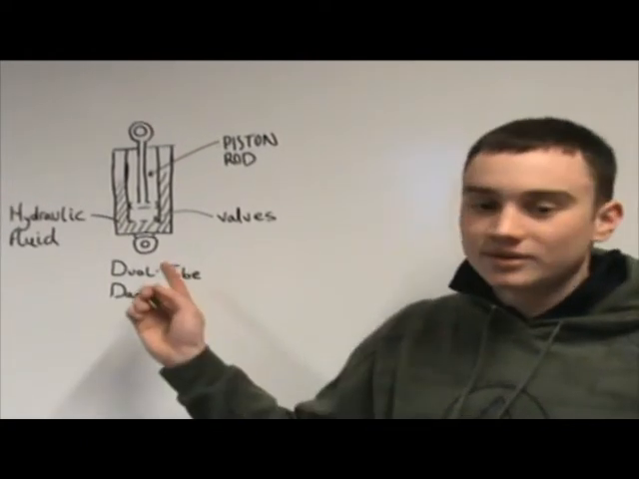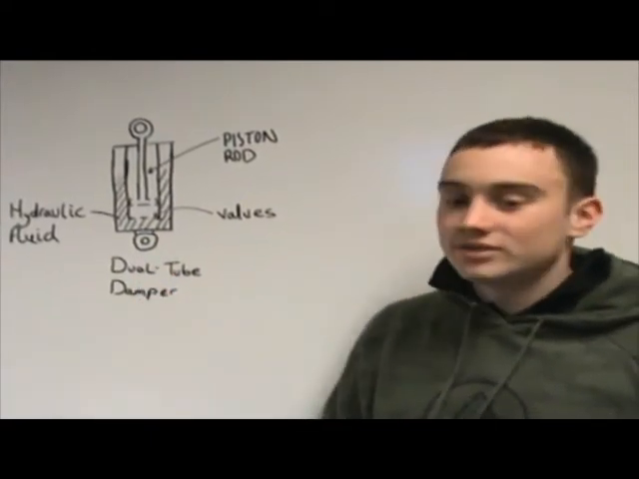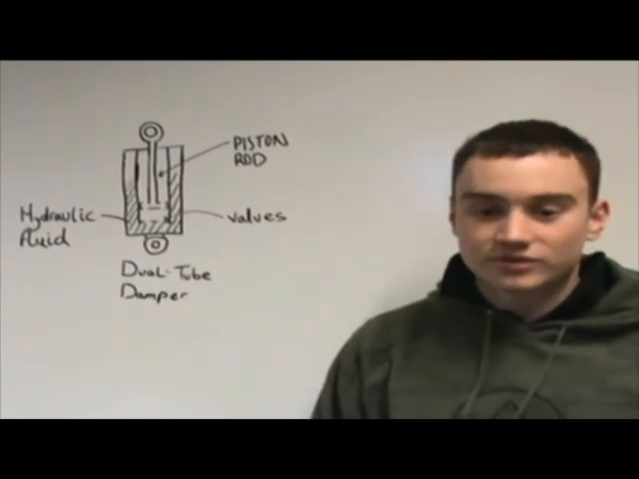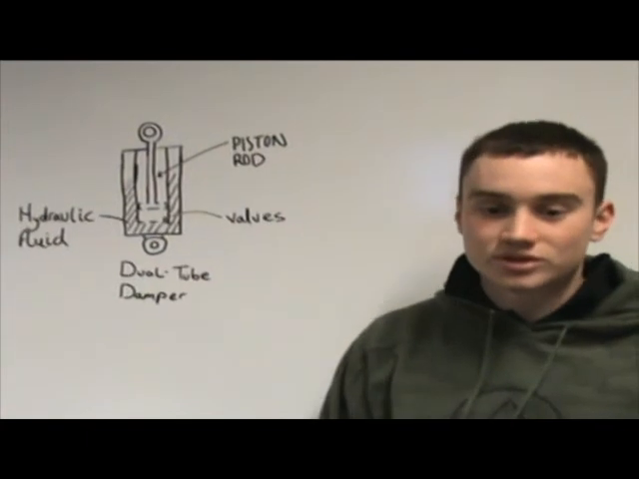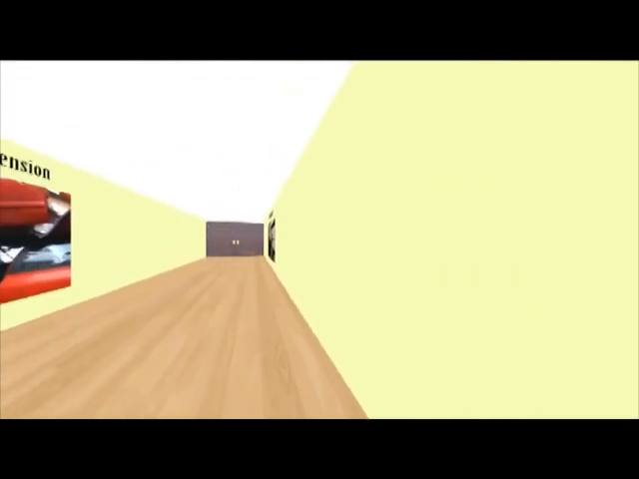On the right, we have a device that is more commonly used on cars today. It is known as the dual tube damper, where the inner tube is the working cylinder and the outer cylinder is used as a reservoir to store surplus fluid that comes out due to the difference in volumes on either side of the piston.